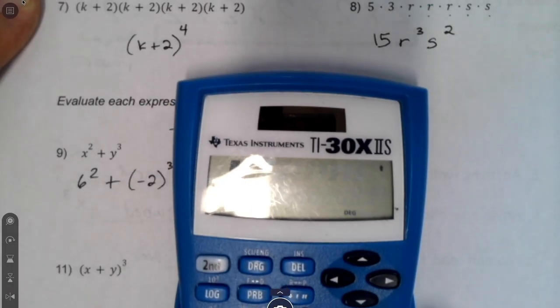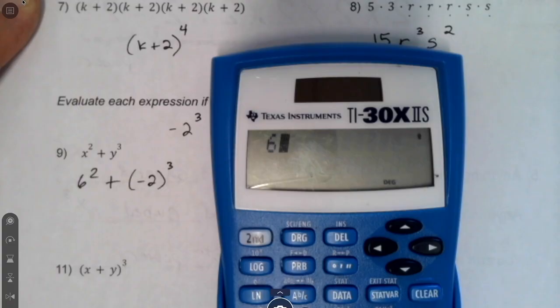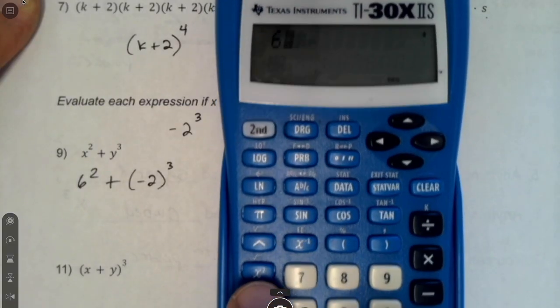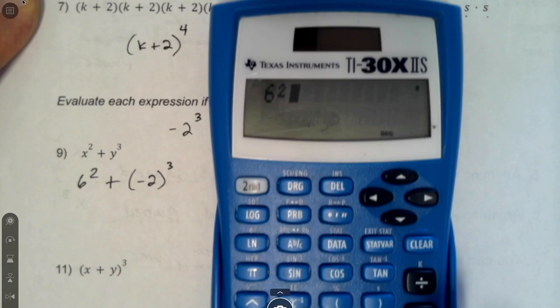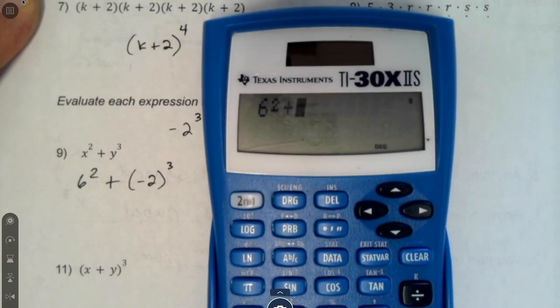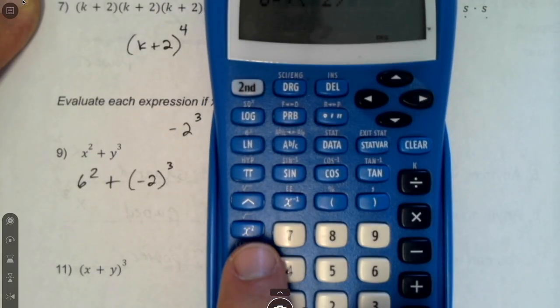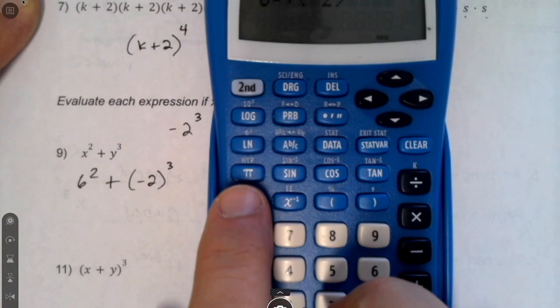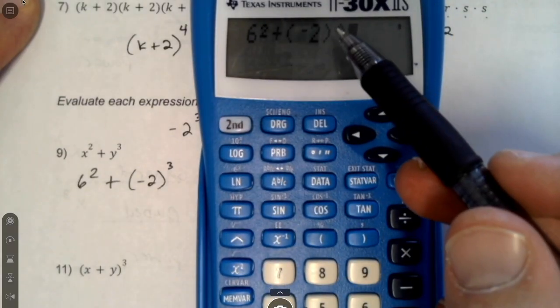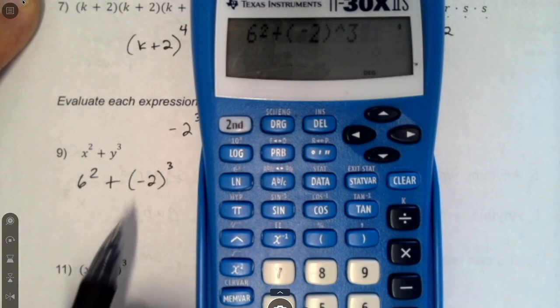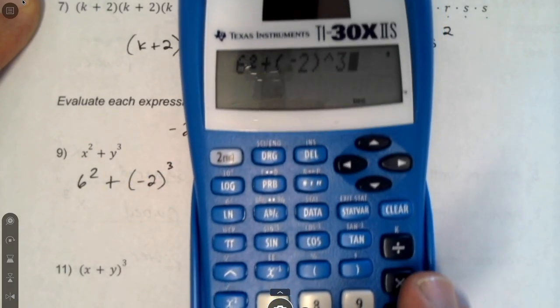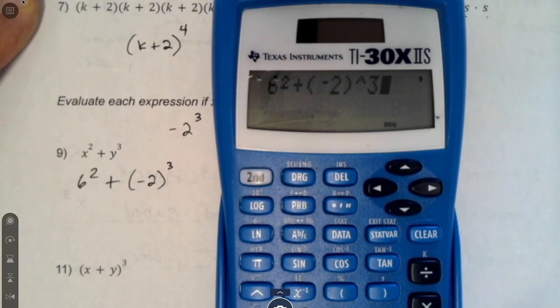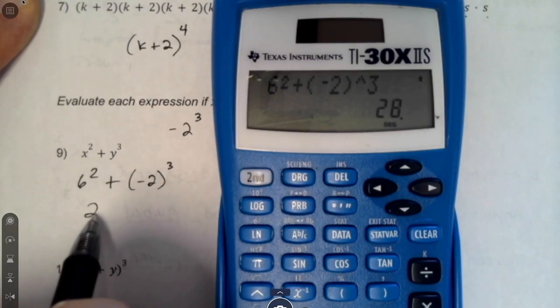So you can plug this in the calculator. So 6 squared, which the squared button is right here next to the 7. You can just do squared that way. Plus parenthesis, negative 2, close the parenthesis. And then while we do have a squared button, for any other exponent, we'll use the button right above it. This is called a caret. That's the way we do an exponent that's not squared. So I hit that button. So that's telling me to do an exponent, and I'm doing a 3 because I'm raising it to the 3rd power. So 6 squared plus negative 2 cubed, I just hit enter, and it gives me 28.